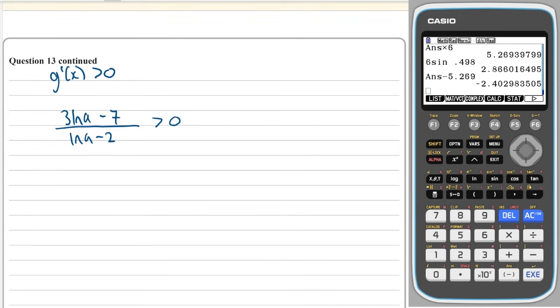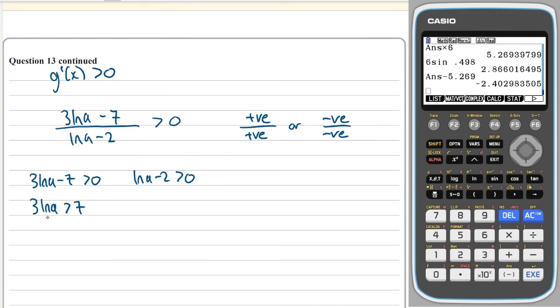Okay, when is it greater than 0? Well, that's a fraction. Now, a fraction is greater than 0 when the numerator is positive and the denominator is positive, or when the numerator is negative and the denominator is negative. Let's go for the positive approach first. So that would mean that 3 ln a minus 7 must be greater than 0, and ln a minus 2 must be greater than 0. So solving this gives me 3 ln a is greater than 7. So ln a is greater than 7 over 3.